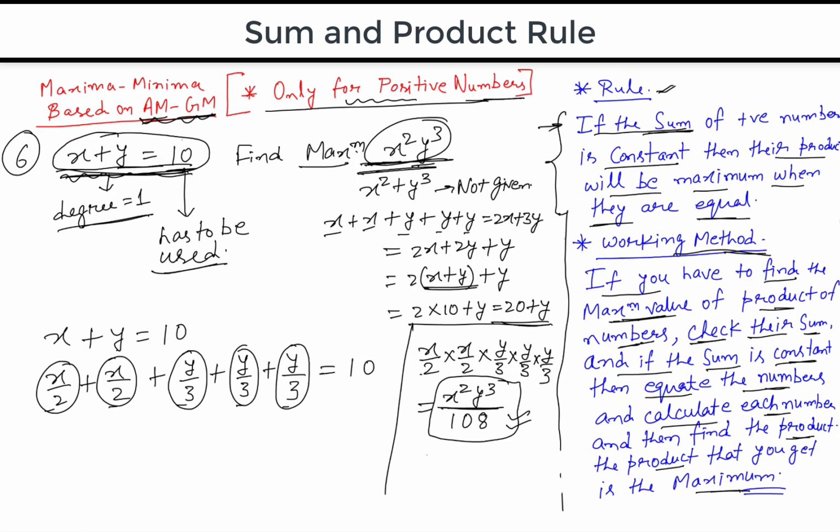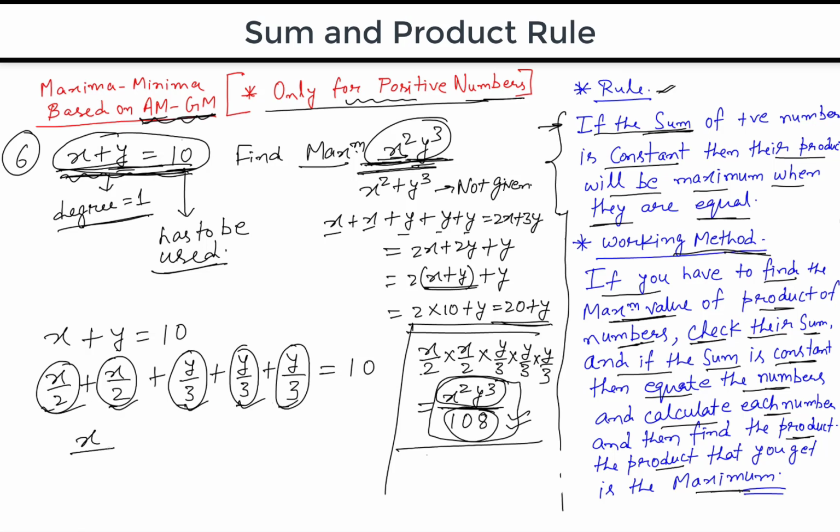You will not need to. I'm just trying to ensure that you understand that we will get the x square y cube value. 108 is a constant, so it will get multiplied or divided, whatever is necessary. So don't worry about this part too much. Just make sure that x appears twice from this equation, y appears thrice from this equation, and then equate these 5 items.